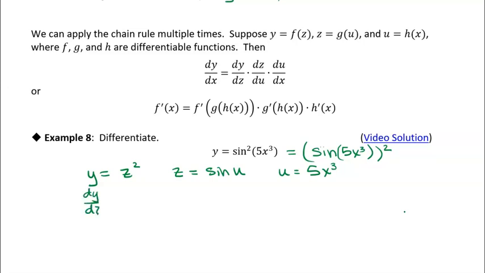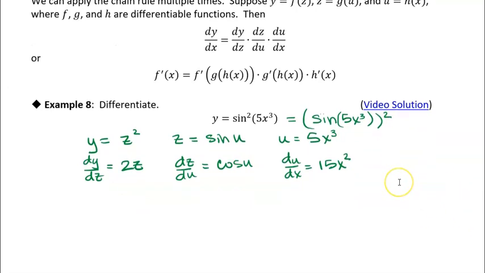dy/dz is equal to 2z. dz/du is equal to cosine of u, and then du/dx is just going to be 15x squared. All right, and now we just multiply those all together, but we need to write it all in terms of x. So I'm going to write dy/dx. That's what I want to find, the derivative of y with respect to x.